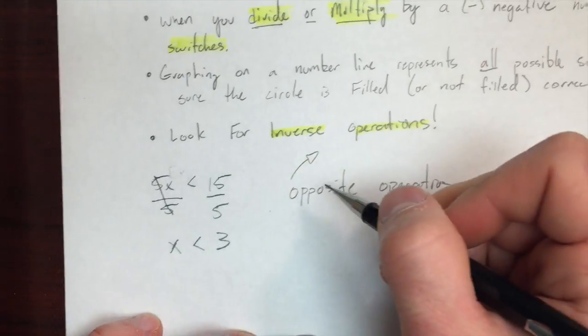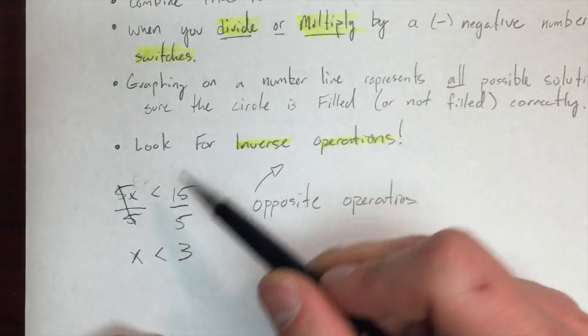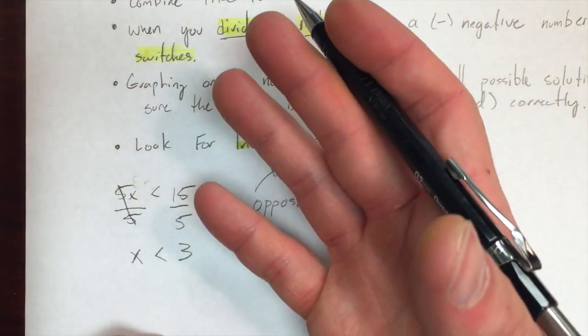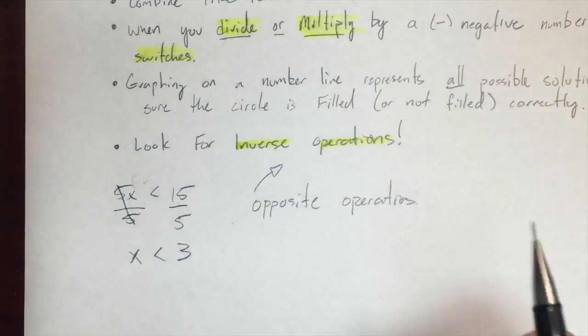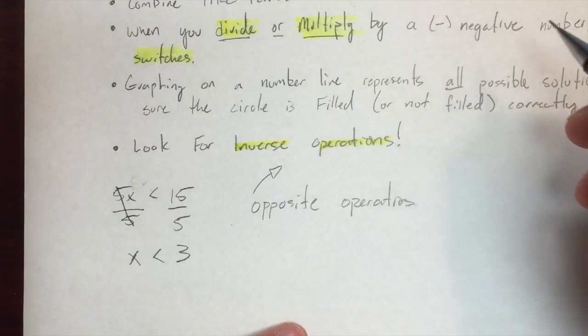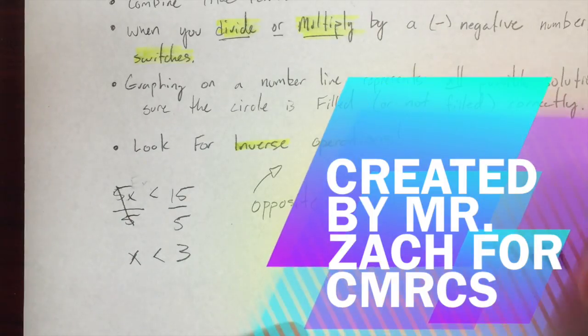3. So inverse operations: what's the opposite of division? Multiplication. What's the opposite of addition? Subtraction. What's the opposite of subtraction? Addition. You want to look for these inverse operations to get the letter by itself.